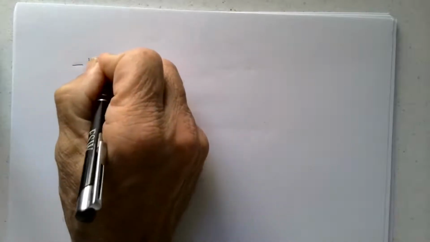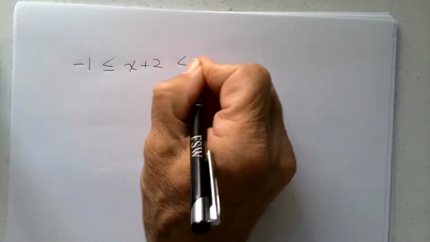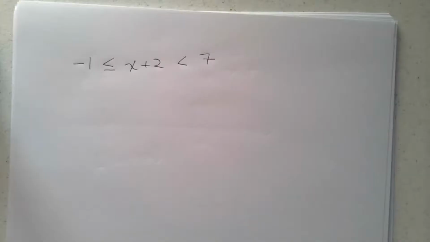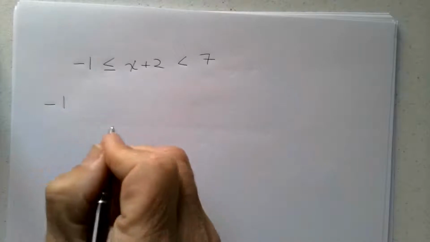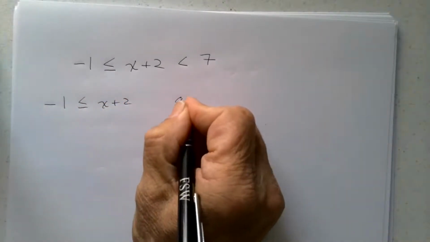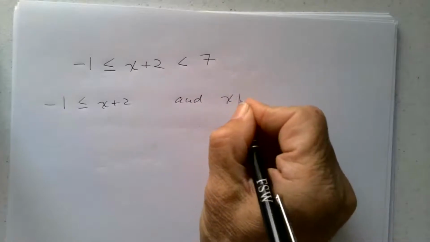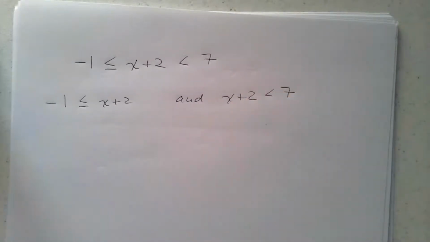Now, when we layer these together, for example, if I say negative 1 less equal x plus 2 less 7, what does this really mean? It really means negative 1 is less equal x plus 2 and x plus 2 is less than 7. So you know the way I like to do this, I like to solve it as an equal and then test numbers to see where I have to shade.